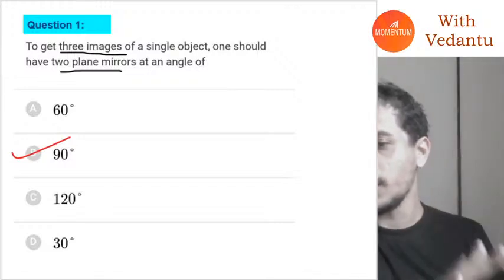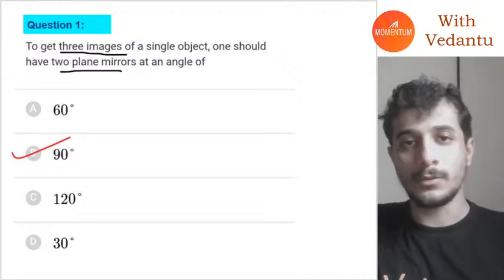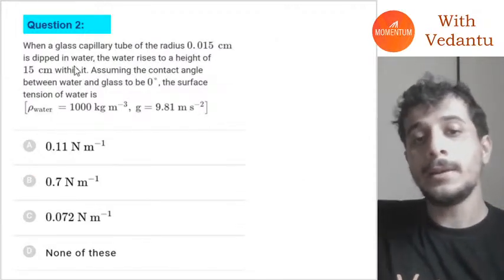Guys, if you're just joining us today, we are solving the NTA NEET Physics Mock Test. Next is, if I have a capillary glass tube.